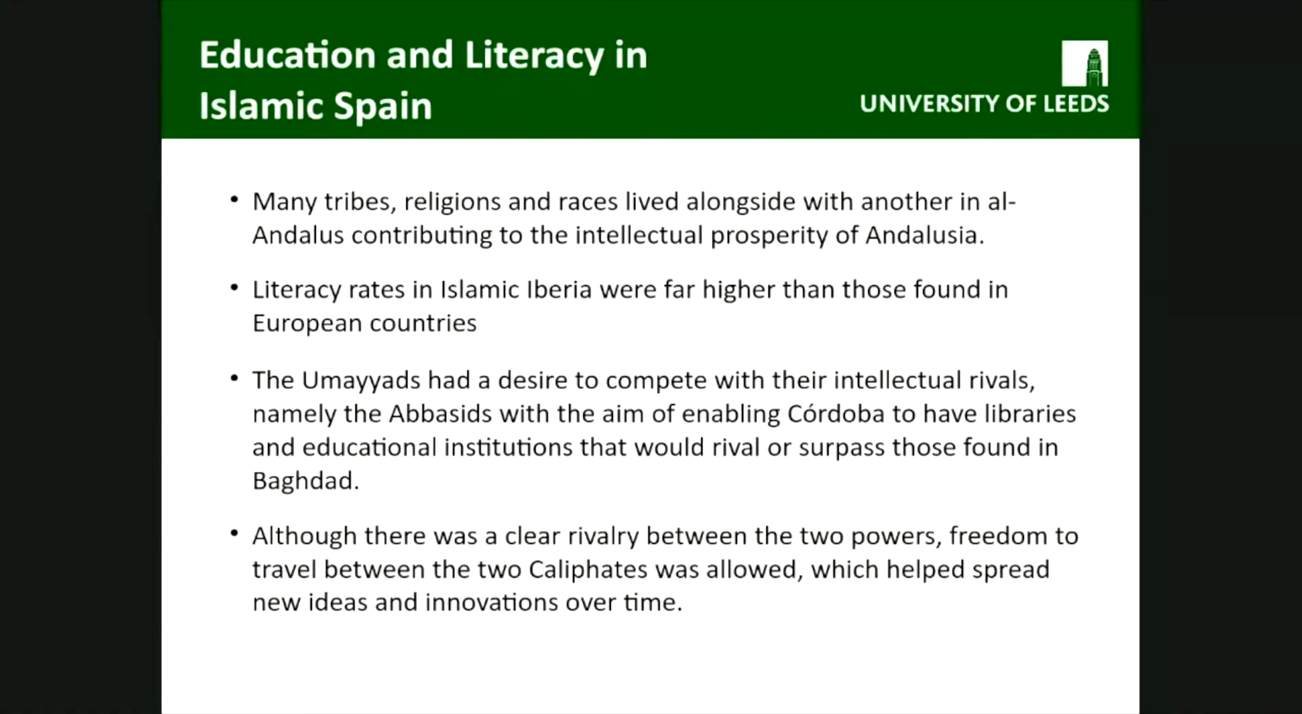So moving on to education, literacy, and Islamic Spain. What we find is that Islamic Spain was very much a melting pot of cultures and civilizations, where irrespective of which religion, which culture, which race you were from, contributions were encouraged from people from all walks of life. And it was no coincidence that in Islamic Iberia, the literacy rates were much higher than in most European countries because of the Islamic emphasis on education.